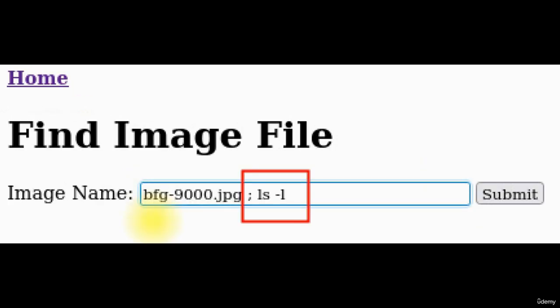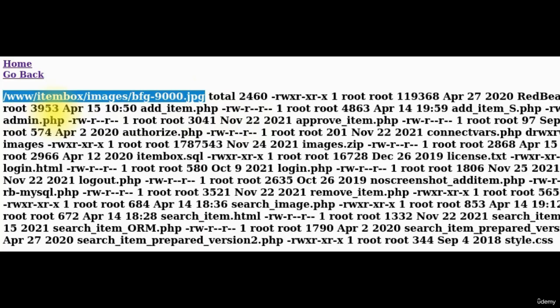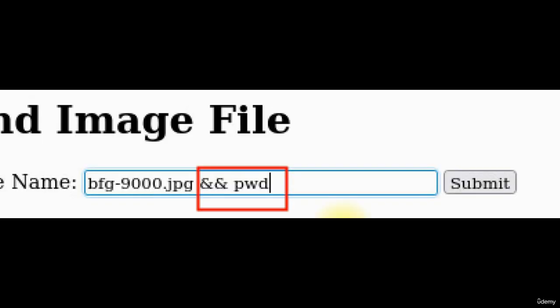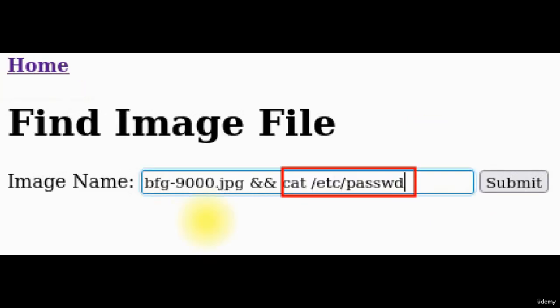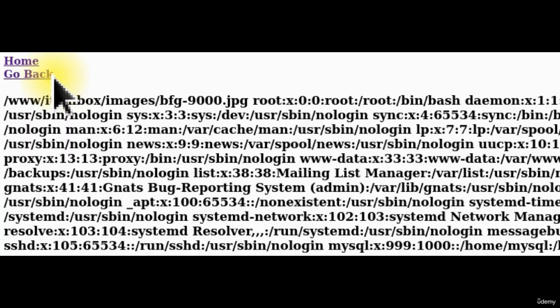But what if we insert a semicolon after the picture file and add another command? See that? The ls command runs, showing all the files in the current location of the web page. Let's find out the actual location of the current web page this time. It's a directory called itembox under www. Now let's extract all the information of all users stored on the web server this time. There you go, all the information of every user on the web server has been leaked.